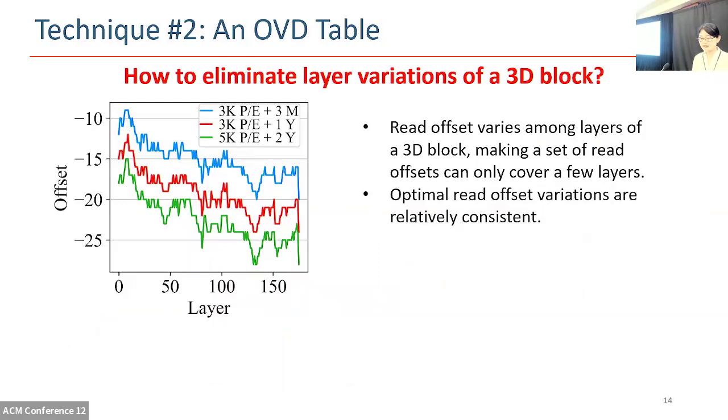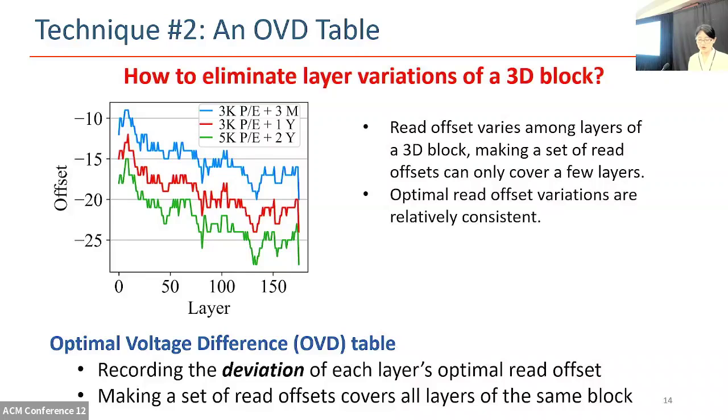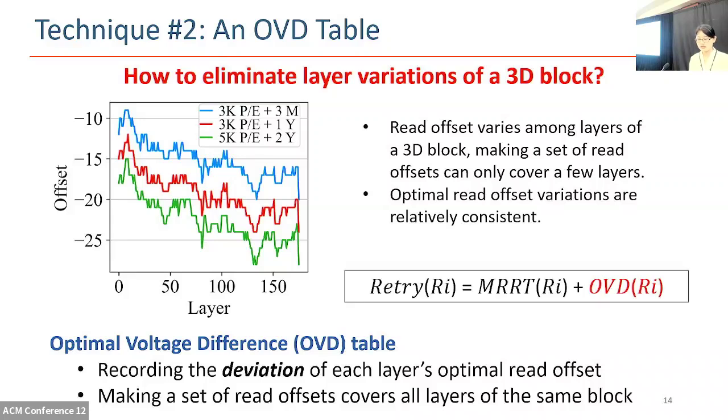So we have collected the optimal offsets, and the variations among different layers are relatively consistent under different retention times and P cycles. So an optimal voltage difference table recording each layer's offset deviation from the mean allows a single set of read-retry offsets to cover all layers in a 3D NAND block. So we can combine an accelerated retry table and an OVD table to determine the retry offset.